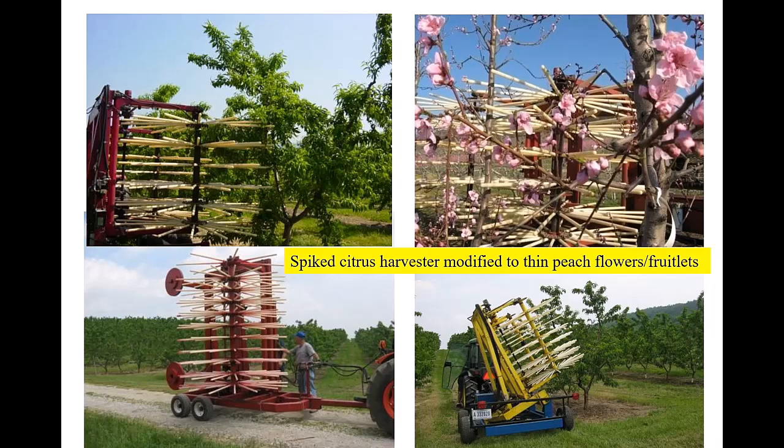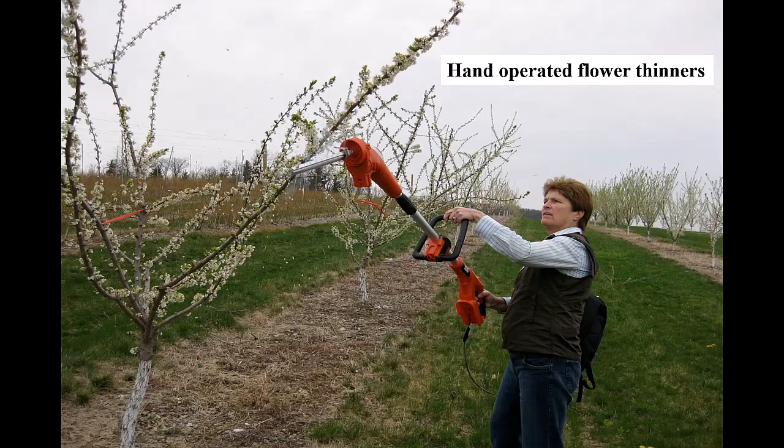USDA came out with these spike thinners. They were used for citrus. They're mostly used if you didn't get around to thinning and you don't have a shaker to shake the extra fruit off, they'll do that. But it wasn't effective as a bloom thinner, for a lot of reasons, but there are better models out there now. So it comes down to hand-operated flower thinners.